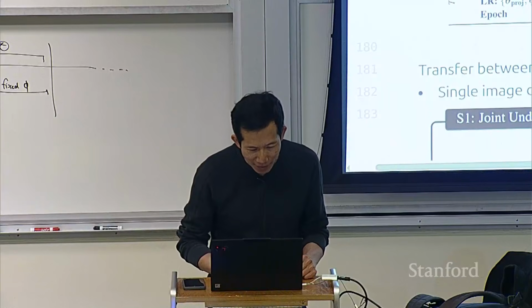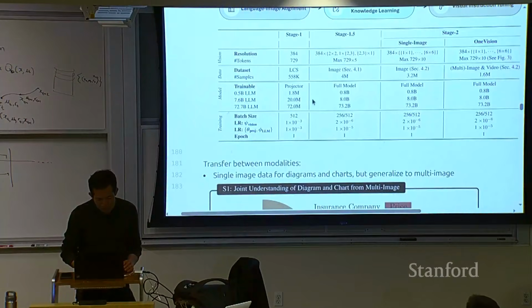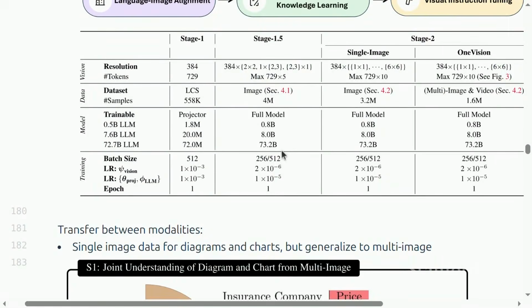So if you look at the LLaVA model, it's a 72 billion parameter language model. And actually, okay, I don't know why this number is what it is.